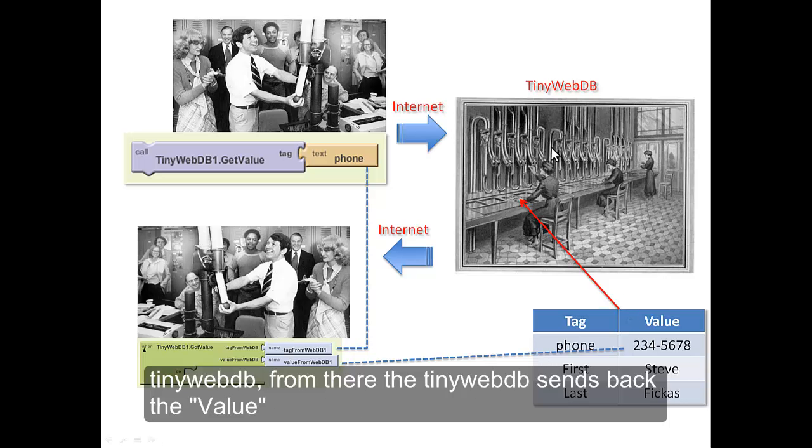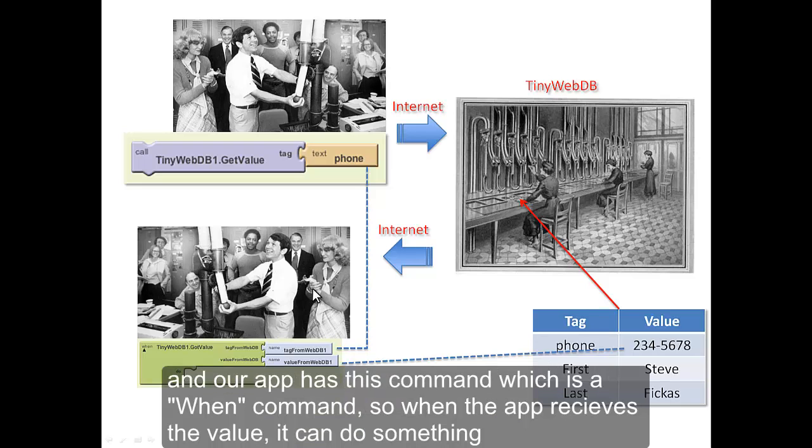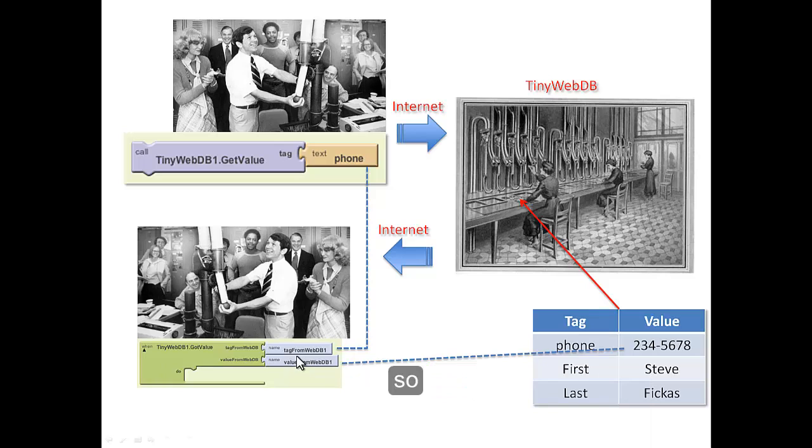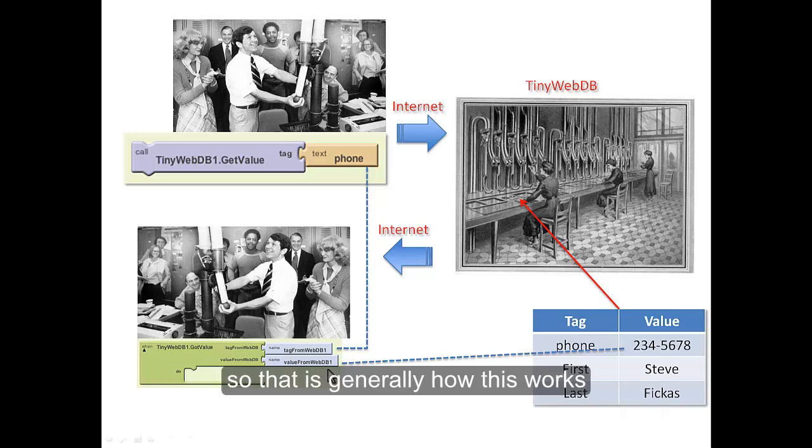From there, the TinyWebDB sends back the value to our app through the internet. And our app has this command, which is a when command. So when the app receives the value, it can do something. So the value here is what's coming back from the TinyWebDB. And it can either display it or do something else with it. So that's generally how this works.